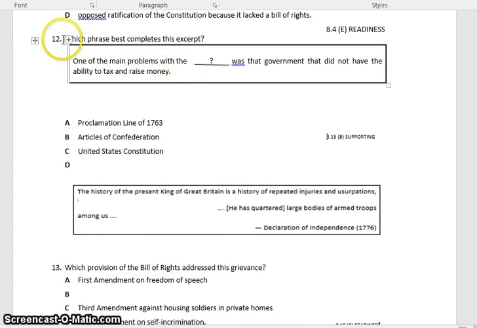Number 12. Which phrase best completes this excerpt? One of the main problems with the blank was the government did not have the ability to tax and raise money. So what was not able to tax and raise money? A. Proclamation line of 1763. B. Articles of Confederation. Or C. U.S. Constitution. What goes in that blank?